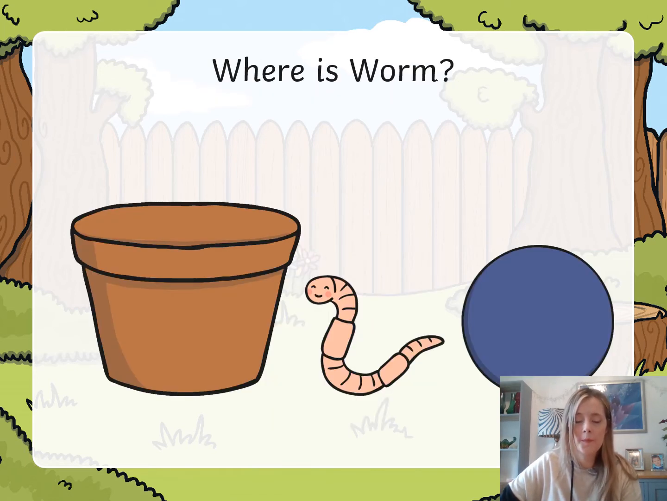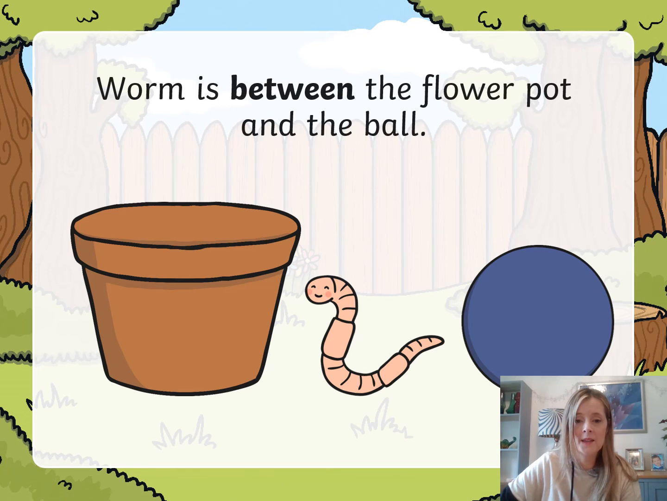Where is worm? So there we've got the pot, and we've got a ball. How would you describe where worm is there? Is he in front of the pot? Is he behind the ball? What words could you think of to describe where he is? Worm is between the flower pot and the ball.